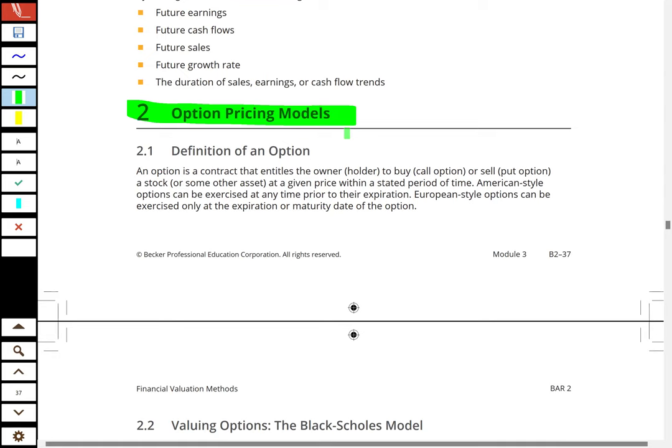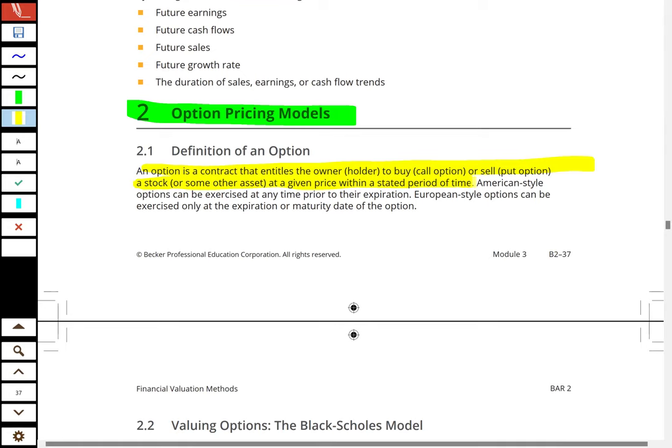Here's another flashcard. Okay. So what I want to do is come over and talk about the option pricing model. And this is very easy. An option is a contract that entitles the owner to buy or sell an option at a price that's stated at a point in time. We talked about call and put options last time.